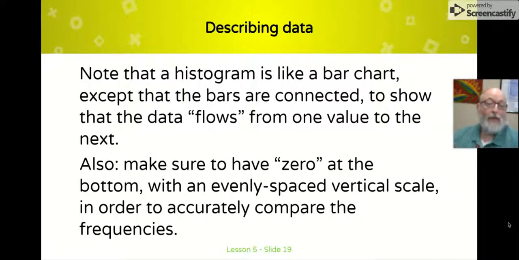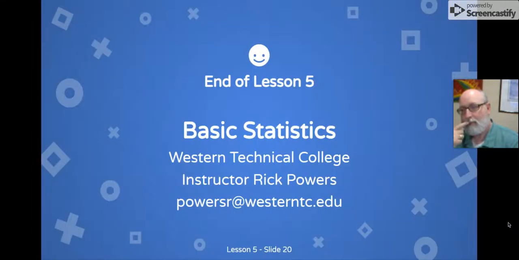Note that a histogram is like a bar chart, except that the bars are connected to show that the data flows from one value to the next. Also, make sure to have 0 on the bottom, evenly spaced vertical scale, in order to accurately compare the frequencies.